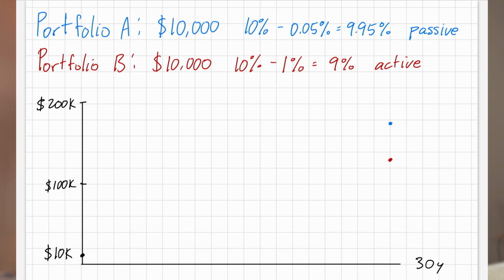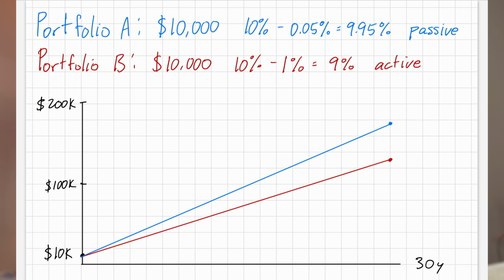This may seem like a small difference, but this effect really compounds over time. In 30 years, Portfolio A will be worth roughly $173,000, while Portfolio B will be worth around $133,000. That's a difference of $40,000, or 23% of the total returns. This brings us to our third point. It's really hard to beat the market, and even professional investors struggle to do so.